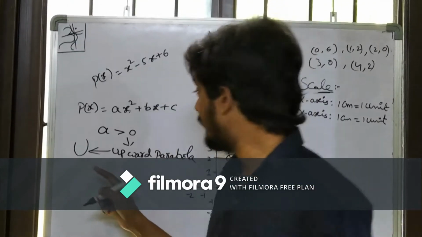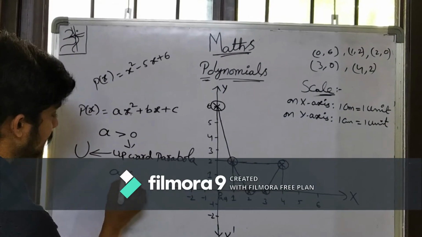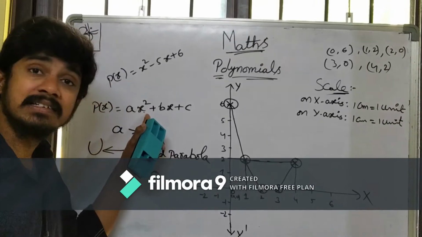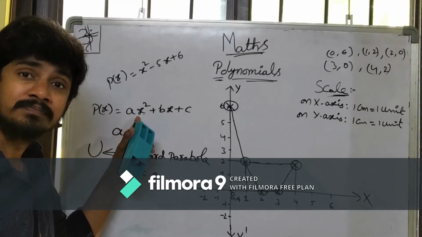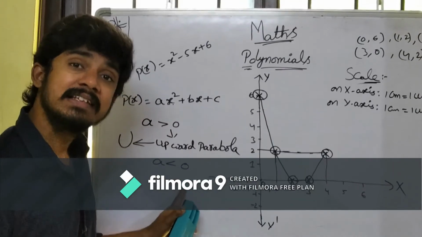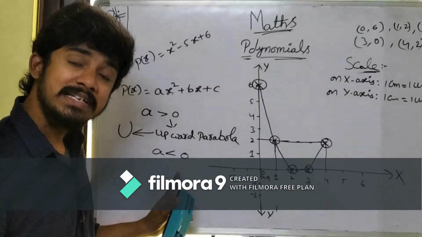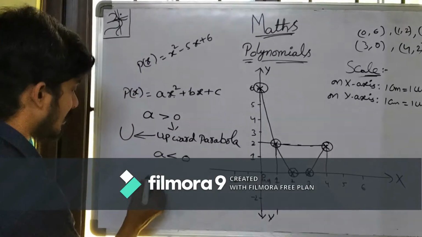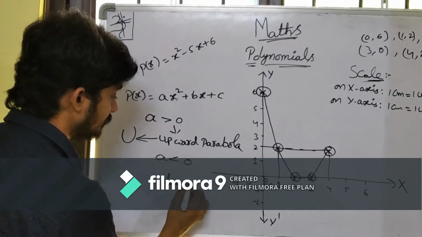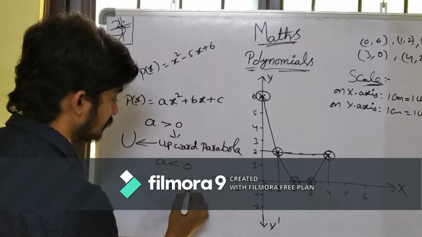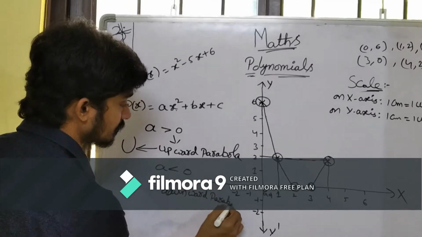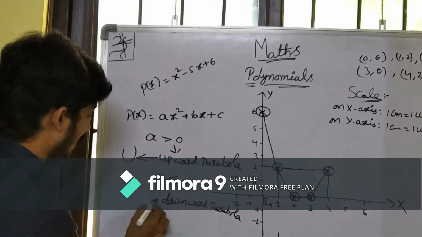And again, if a is less than 0, meaning the coefficient of x square is less than 0, which means negative in nature, then the graph of the polynomial is a downward parabola, like this one.